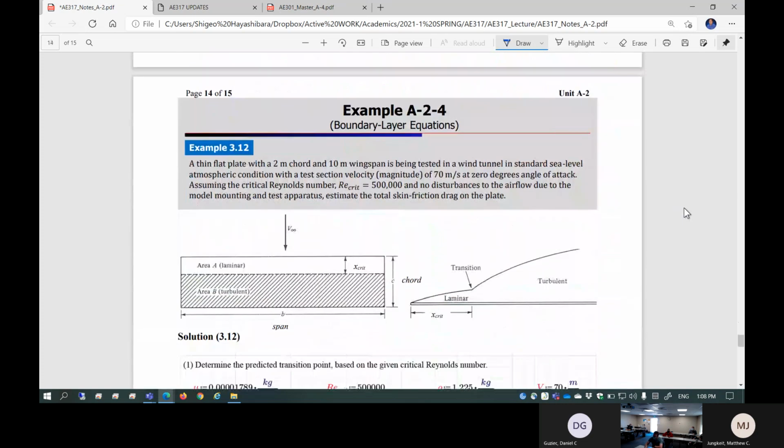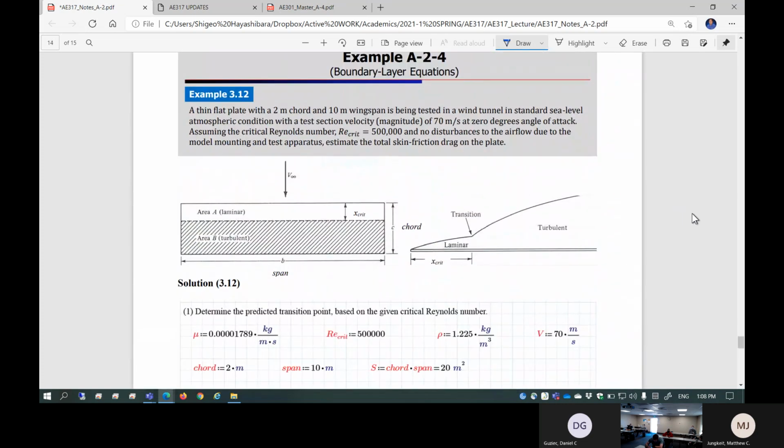So if you take a look at the example here, this is a thin flat plate. Once again, chocolate bar wing. A thin flat plate with a 2-meter chord and 10-meter wingspan is being tested in a wind tunnel in standard sea level atmospheric conditions with a test section velocity magnitude of 70 meters per second at 0 degrees angle of attack, assuming the critical Reynolds number is 500,000 and no disturbances to the airflow due to the model mounting and test apparatus. Estimate the total skin friction drag on the plate.